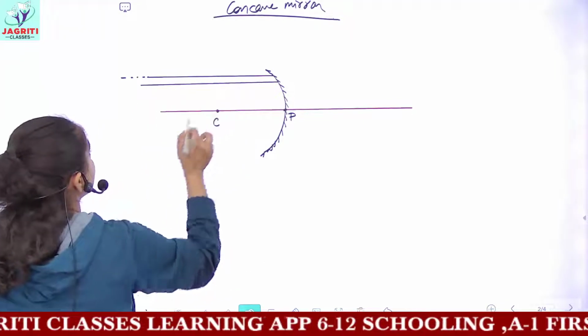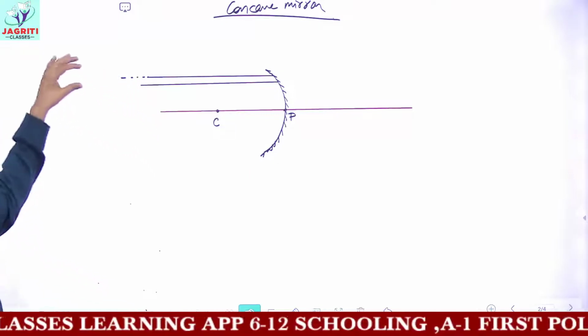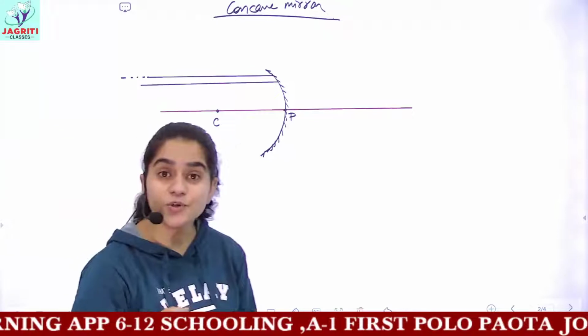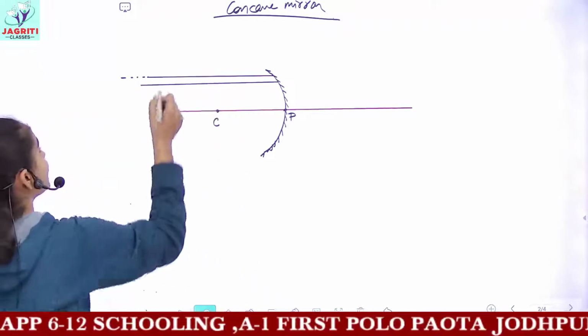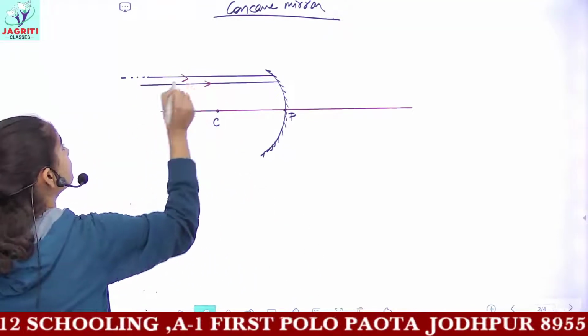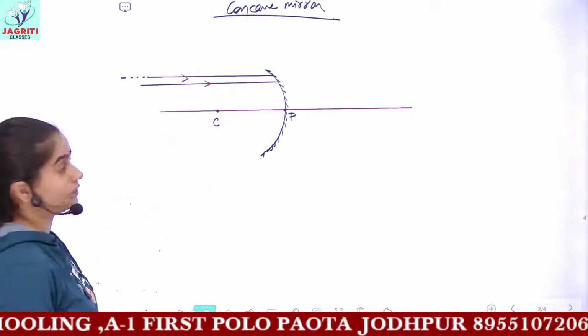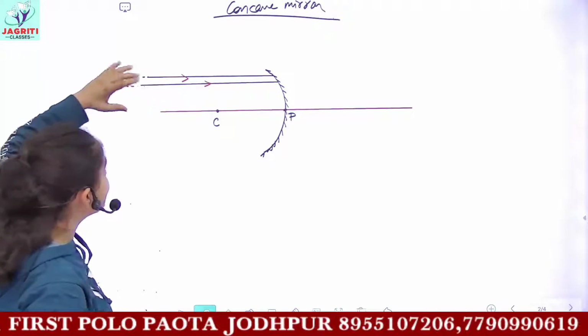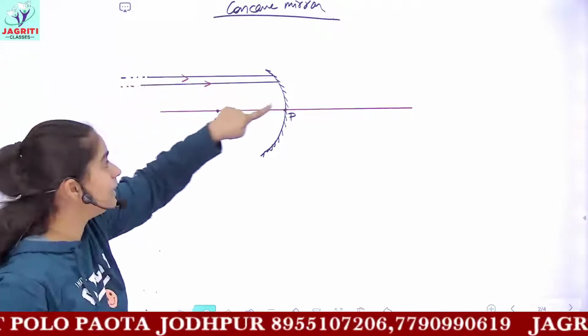So let's suppose you have these two lines which are coming from infinity. And then you have to make the arrows to symbolize the direction. These have a right hand side direction. So these are coming from the object, and these two incident rays are parallel to the principal axis.